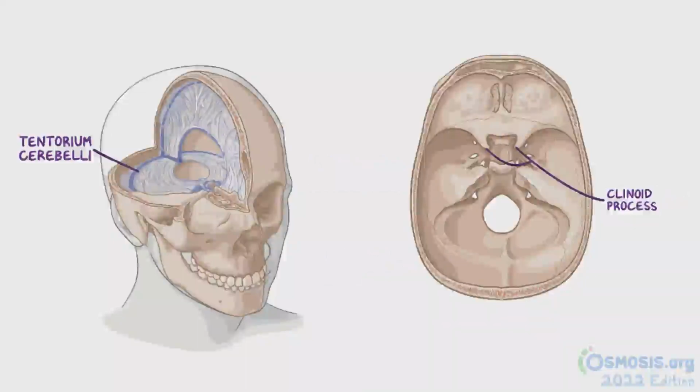Otherwise, its margins are free, forming a U-shaped space. This space between the free margins of the tentorium cerebelli is called the tentorial notch, and it allows for passage of the brainstem.